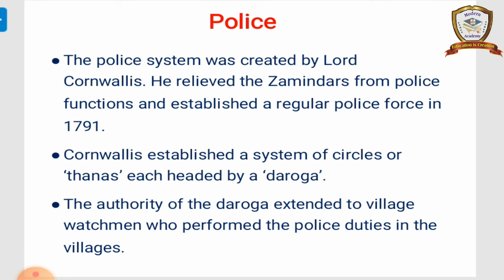First there was the civil service, and next they established the police. The police system was created by Cornwallis. He relieved the Zamindars from police functions in 1791. Cornwallis formed a system in which, in villages, there is a watchman, and the higher authority is the police.